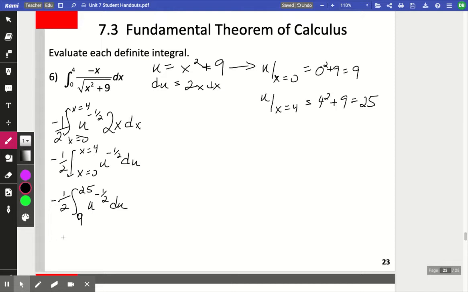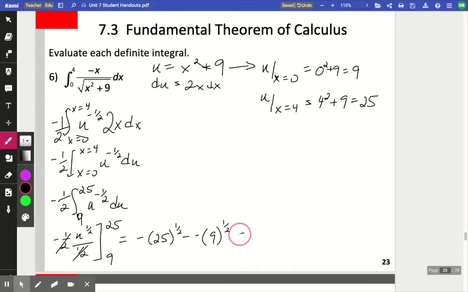So now let's integrate. I've got the negative 1/2 on the outside, and I've got u to the negative 1/2. So I add 1 to the power, u to the positive 1/2, and then divide by 1/2. Remember, with a definite integral, we don't have to add a c. We are simply going to evaluate this from 9 to 25. Now I can simplify a little bit. The 1/2s reduce, and I'm just left with negative, and then 25 to the 1/2 power minus 9 to the 1/2 power. Remember, you put the upper limit in first and then subtract the lower limit.